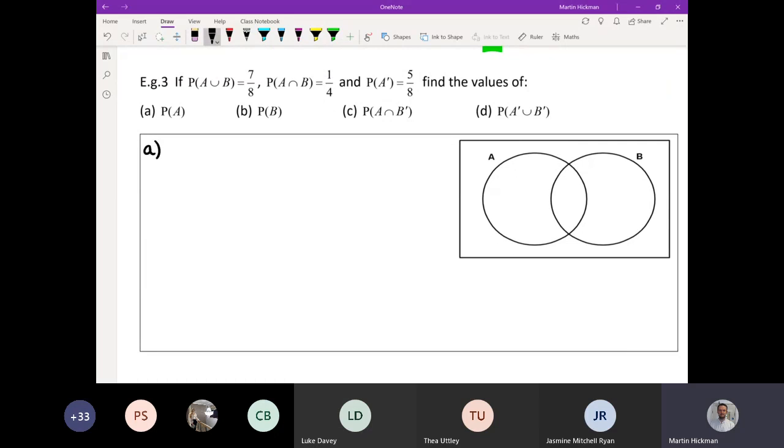Okay, so we've got some more probabilities here, and we've also got a Venn diagram here at the side. This will help us, especially when we get to parts C and D. So firstly, the first question is just asking us, what is the probability of A? Now, in the question, we're told the probability that it isn't A is 5/8. So this is nice and simple. The probability of A is just 1 minus the probability of not being A. Either A is happening or it's not. So we just do 1 minus 5/8, which just gives us 3/8.